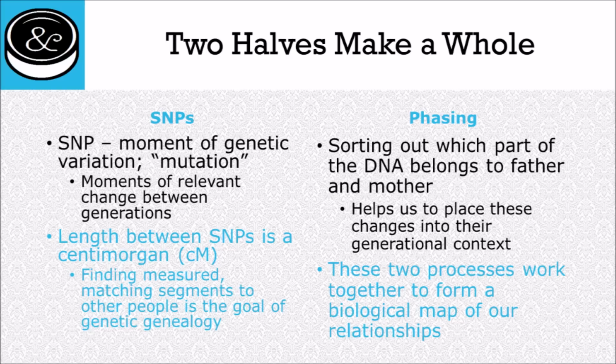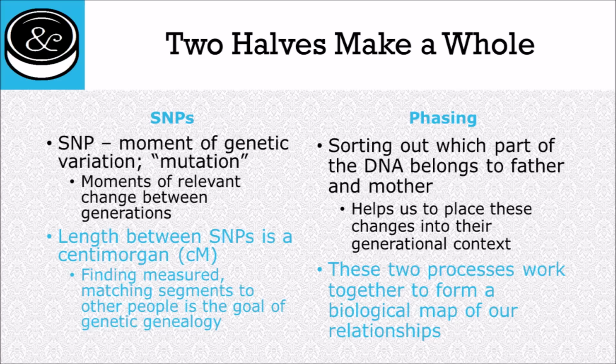As genetic genealogists, what we are trying to do is find a measured matching segment of these SNPs to another person. That is our goal. When we're trying to match ourselves to another person, we're basing it on a length of SNPs that is of enough of a length and has a high enough SNP count that it registers as a match to us. So that's half of how we are making a match.